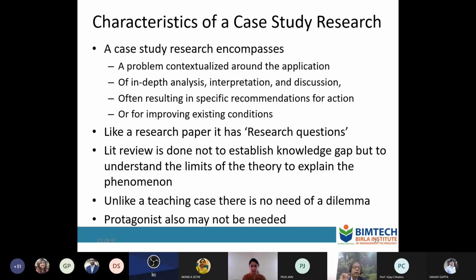Okay. Now this is the role of literature review, where you are looking for a knowledge gap. When you are writing a research case or research case study, your purpose is not looking for a knowledge gap. Why? Because you have already decided upon a phenomena, and you have also understood that the same phenomena, how, through which lens will you study? Through which theoretical lens will you study?